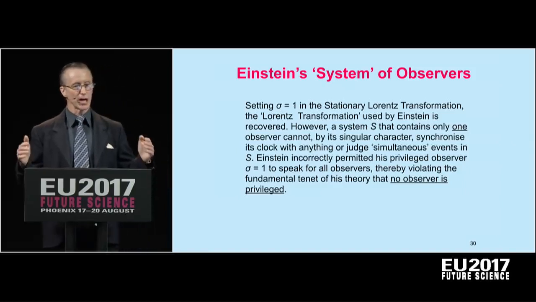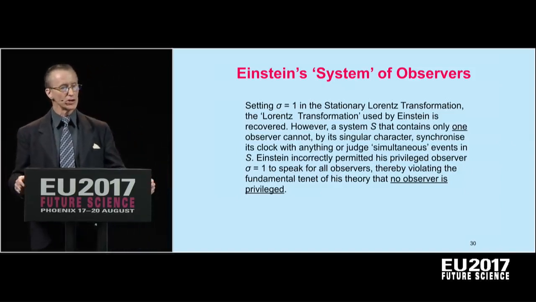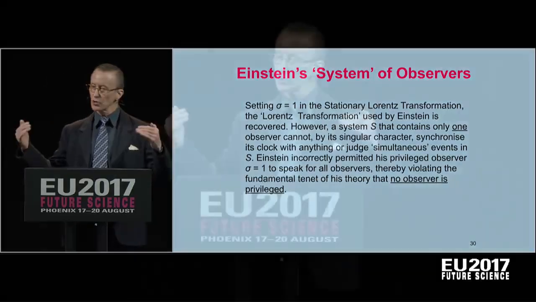In other words, he had a tacit assumption that he could construct systems of clock-synchronized stationary observers with the Lorentz transformation. We see that it's only true in one case, sigma equals 1. But in that case, it's the only one in the whole system. There are no others in the system. Can it synchronize with anything? No, there's only one clock in the system itself. Can it measure distances? No, because it's only one point.